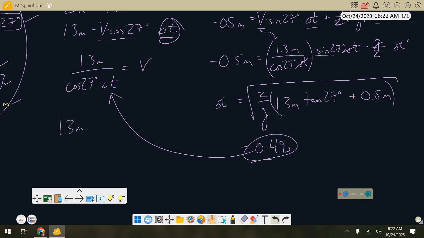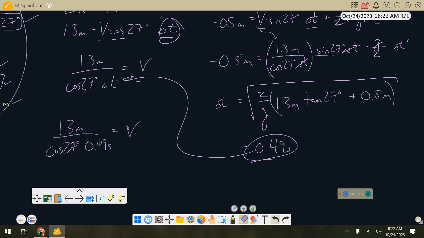So we have 1.3 meters over cosine of 27 degrees times 0.49 seconds is v. So v should be 1.3 divided by cosine of 27 divided by 0.49. And you end up with 2.9956, wow, 3.00 meters per second. I swear it just chose these numbers at random. That's hilarious. There you go. That's how you do one of these problems.